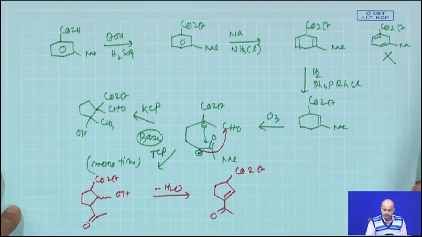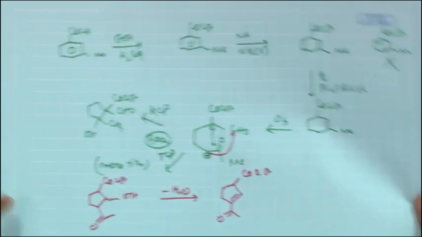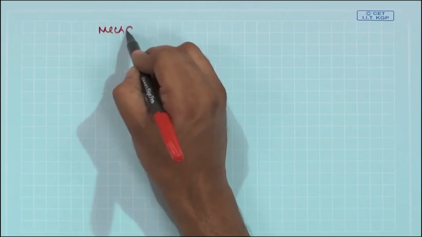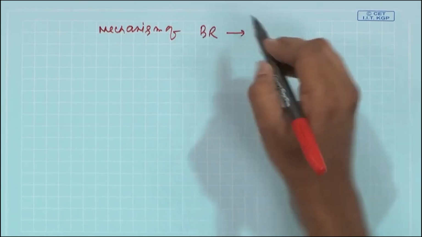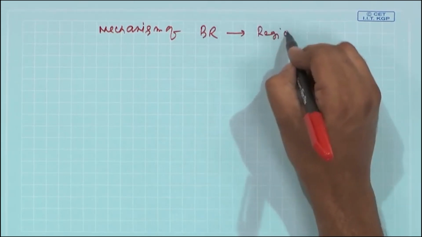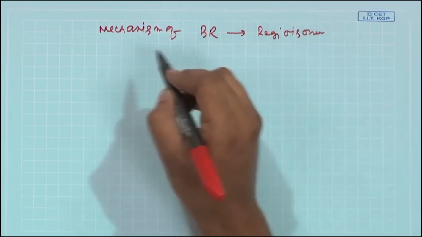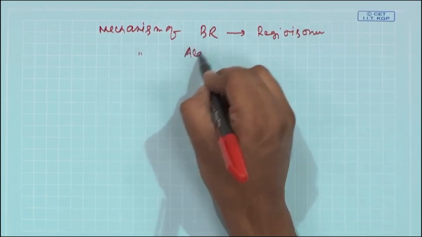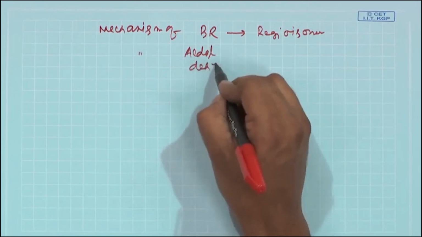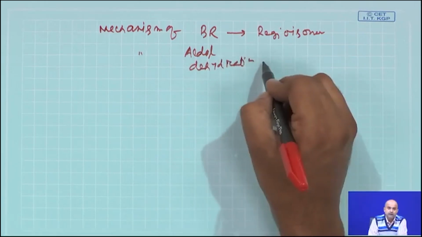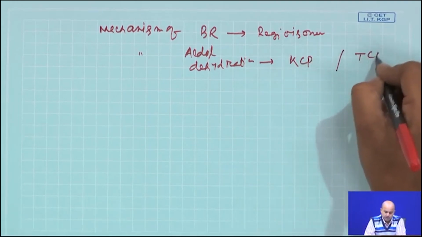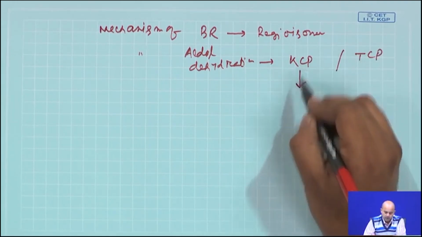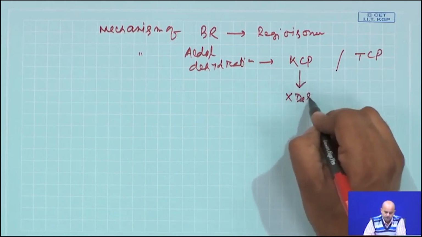Now, what are eventually the take home messages? The take home message is basically that if you have a clear cut idea about the mechanism of Birch reduction, then you can predict which regioisomer is forming, and then the mechanism of aldol reaction, the mechanism of aldol dehydration. We said in aldol dehydration there are two possibilities, kinetically controlled product and thermodynamically controlled product. But if you allow a kinetically controlled product, you will not get the desired product in this case.